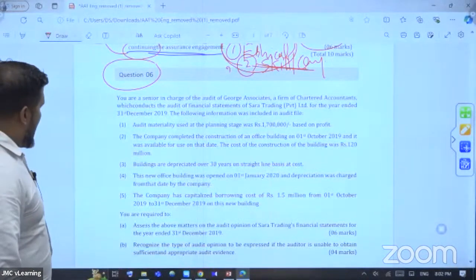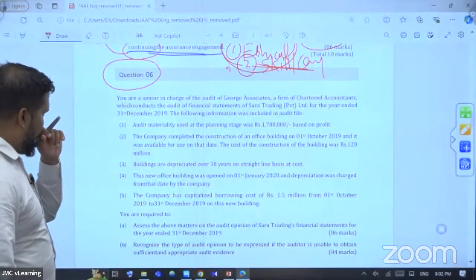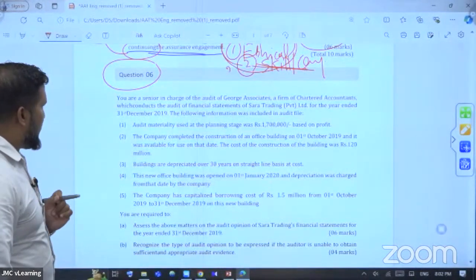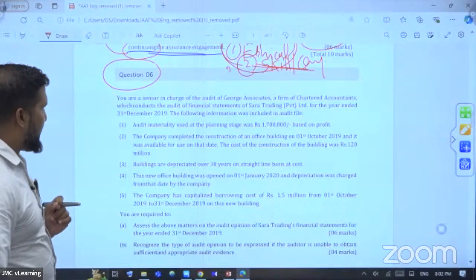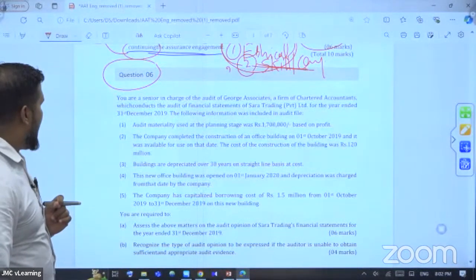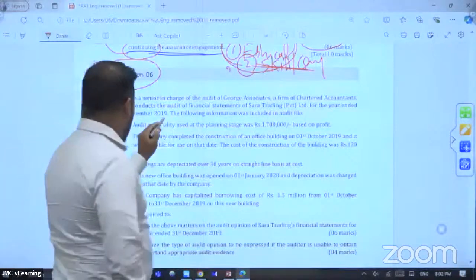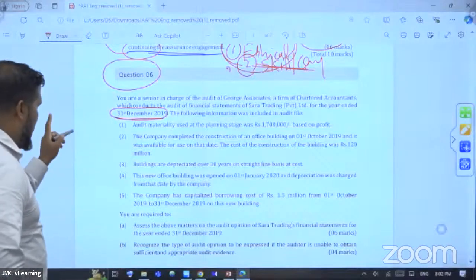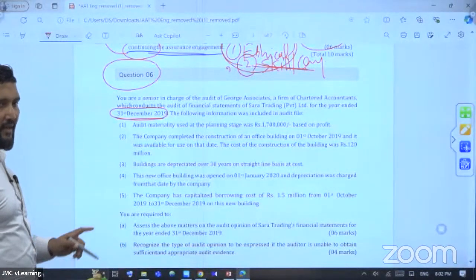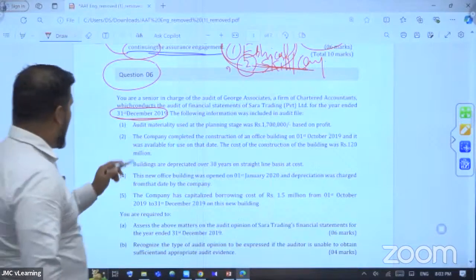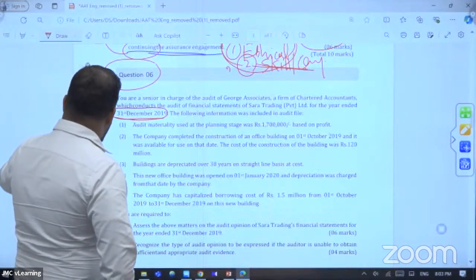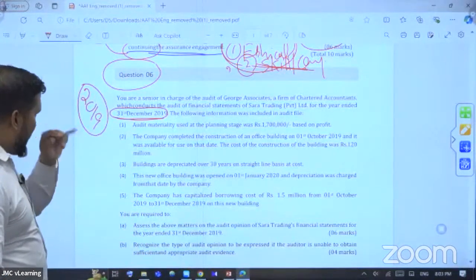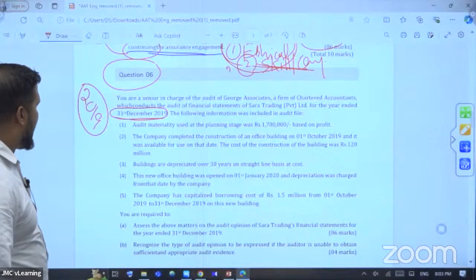Question number 6. You are the senior in charge of the audit of George Associate, a firm of chartered accountants which conducts the audit of the financial statements of Sara Trading Private Limited for the year ended 31st December 2019. So their accounting period starts from 1st of January 2019 and ends on 31st December. So basically, the auditor is auditing the financial statement covering the period of 2019. The following information was included in the audit file.